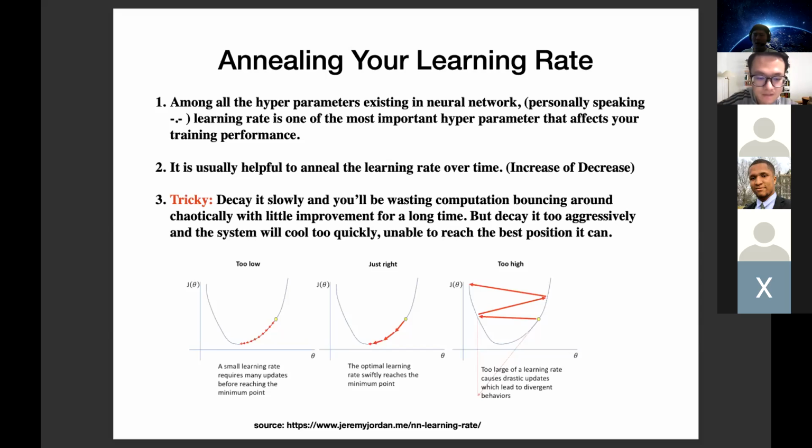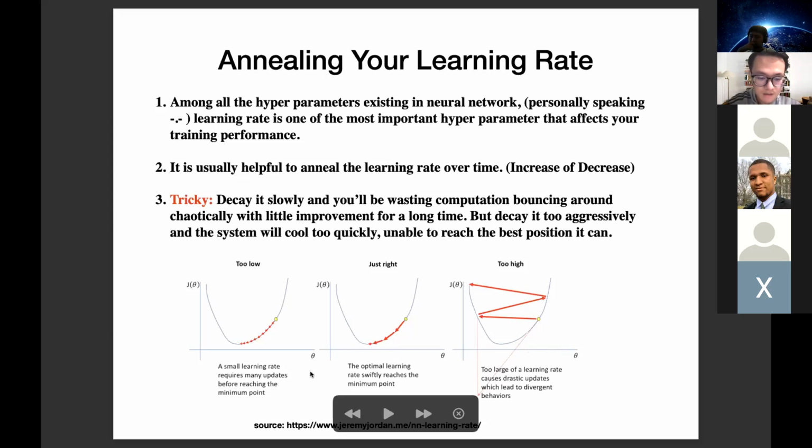The tricky part is that if you decay it too slowly, you'll be wasting some computation bouncing around with little improvement for a long time. But if you decay it too aggressively, the model will decrease very quickly and will not be able to reach the best position, the minimum that you can arrive at.